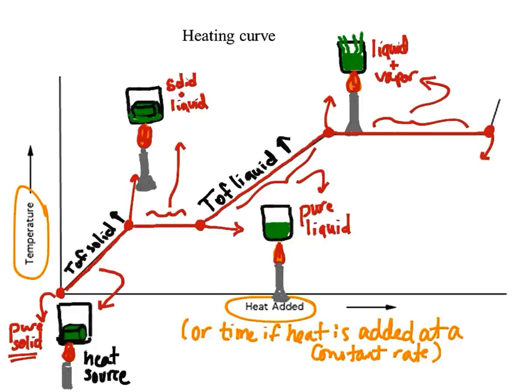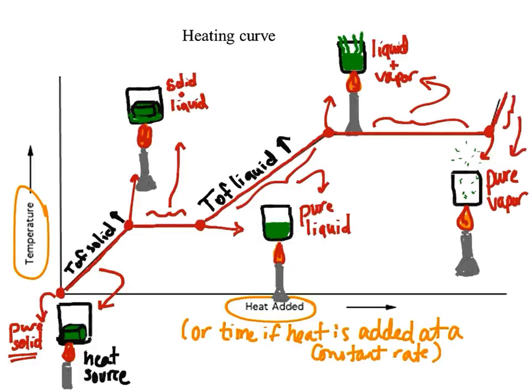At the end of the flat part, you've converted all the liquid into vapor. And you can see that all we have left is the gas. And then the temperature will rise again once we have 100% pure vapor. The heat that goes in will go into increasing the temperature of the vapor.